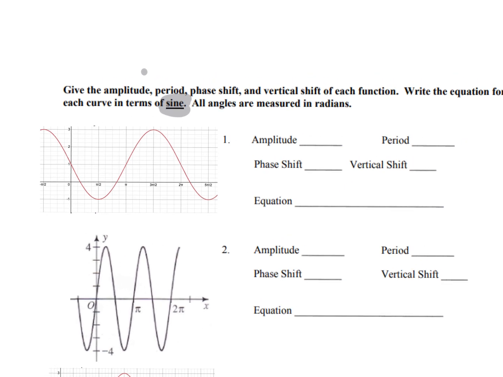So the first thing, my suggestion, is to look to see if you can find where your midline is, because that's going to help you with your vertical shift. Our lowest value is at -1, our highest value is at 3. So our midline is here at +1. So our vertical shift is up 1.